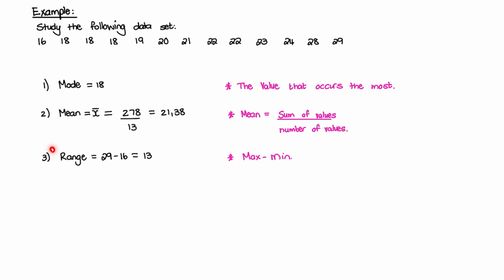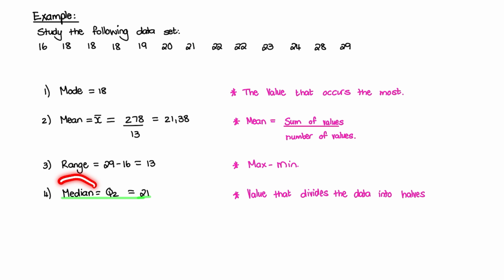Next, we can find the range. The range is the maximum value minus the minimum value. So that is the difference between the highest and the lowest value. The maximum value is 29 and the minimum value is 16. Therefore the range is 29 minus 16, which is equal to 13.